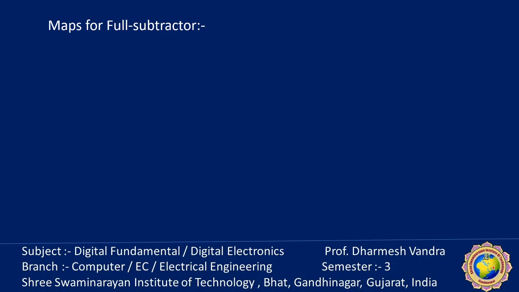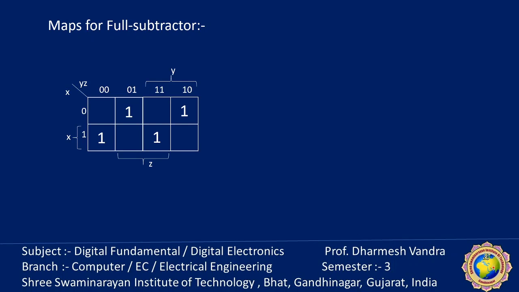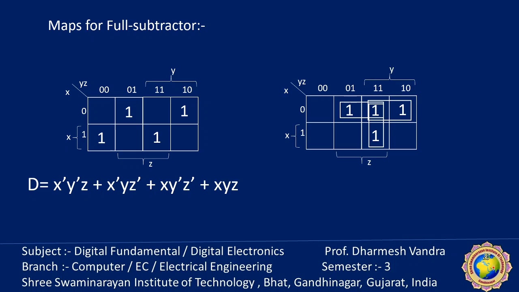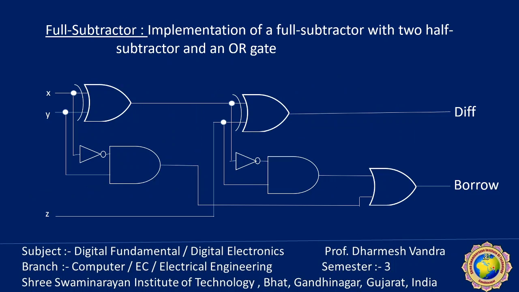इसको हम कार्नो मैप पे डालेंगे तो the equation looks like: the difference is equal to x' y' z plus x' y z' plus x y' z' plus x y z, यानी कि exclusive OR of x, y and z, while the borrow है वे x' y plus x' z plus y z. और उसको अगर हम डिजिटल सर्किट कंपोनेंट में रखेंगे तो ये 2 हाफ सबट्रैक्टर है.